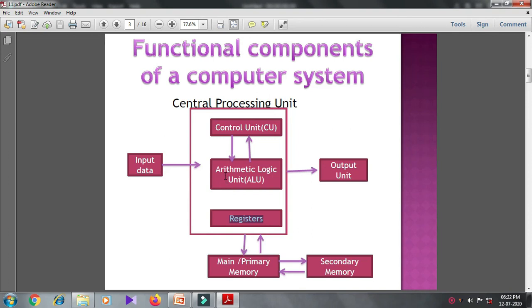Thus, we have come to the end of today's session. Today, we have learned about the central processing unit and input devices.